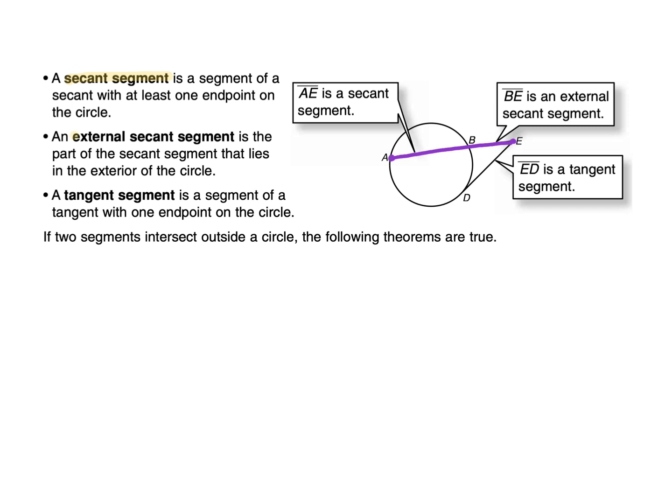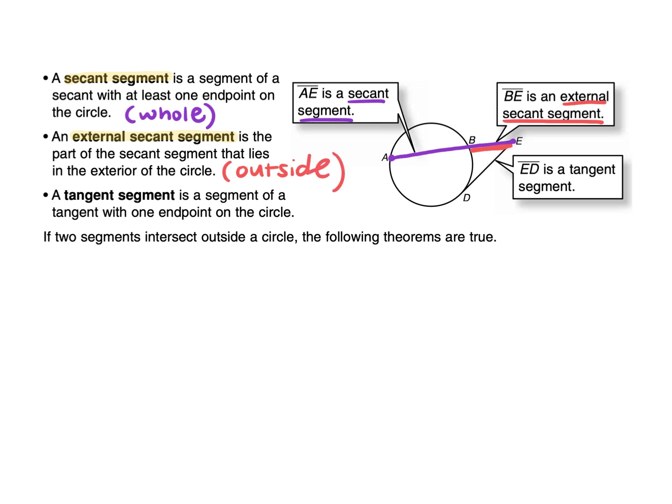Now, every secant segment also has an external secant segment, and that's going to be the part of the segment that is not inside the circle, that's outside the circle. So in our picture here, BE is the external secant segment, just the part of the full segment that's outside of the circle. In our theorems later on, we're going to abbreviate the secant segment as the whole secant segment, and then its external portion as the outside.